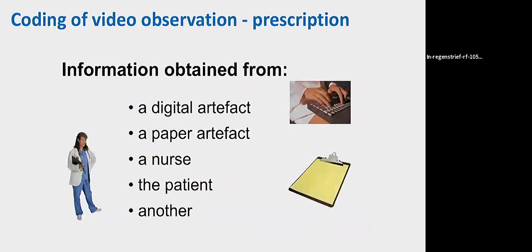And we also saw from the video that the different information obtained to make the decision comes from a digital artifact, from papers, from a nurse, from the patients, or other sources where they meet somebody in the corridor or so. So it's a very complex picture of how decisions are actually made.